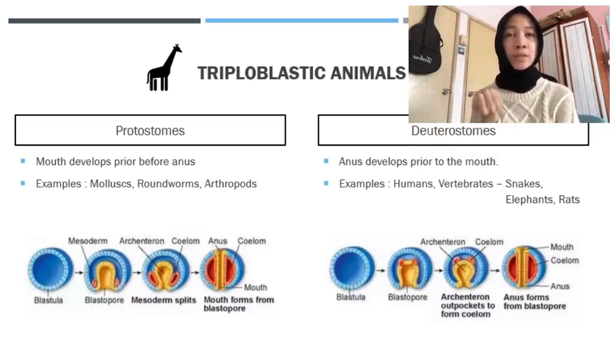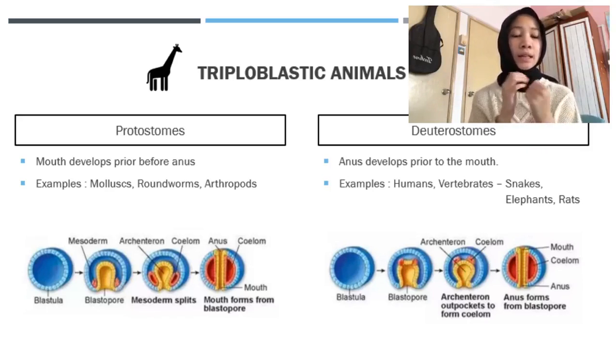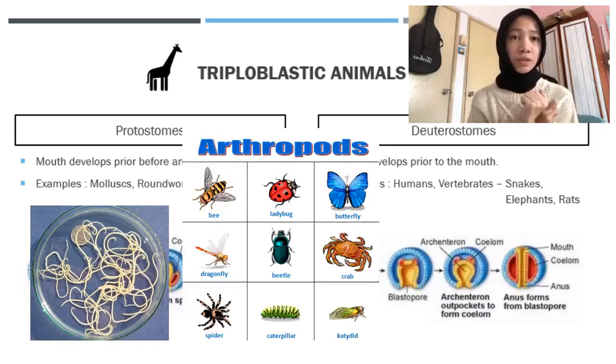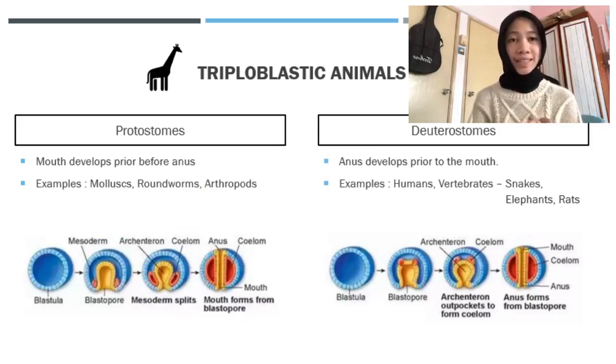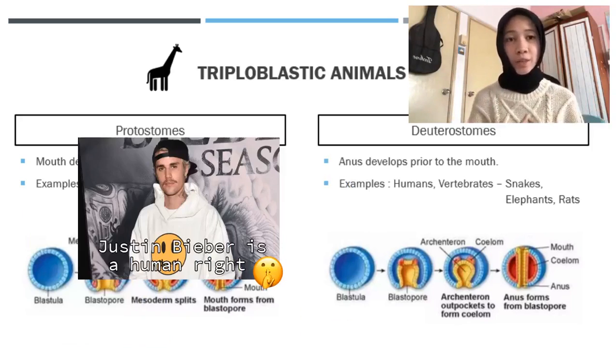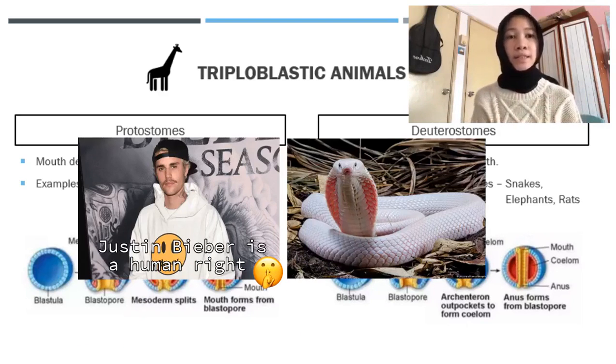This is in terms of the triploblastic animals. So as you guys can see, for the protostomes, the mouth actually develops prior to the anus, while for the deuterostomes, the anus actually develops prior to the mouth. The examples for the protostomes are the roundworms and also the arthropods. While for the deuterostomes, the examples are ourselves, that is humans, and also vertebrates such as the snake.